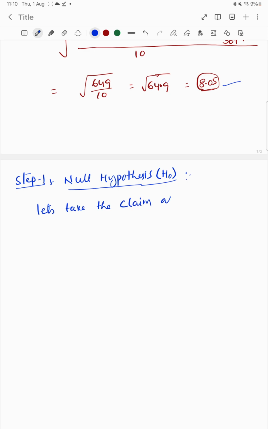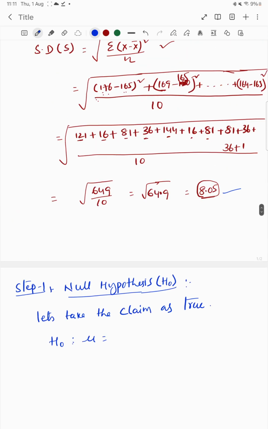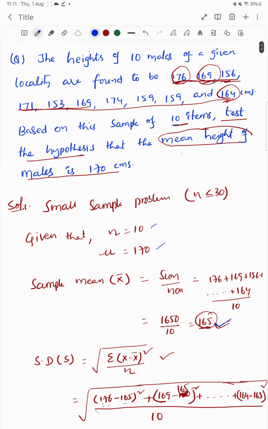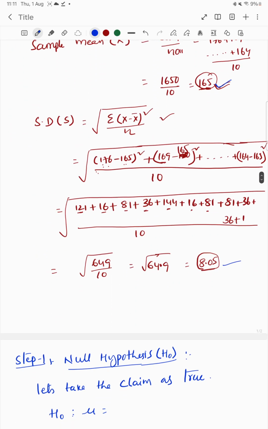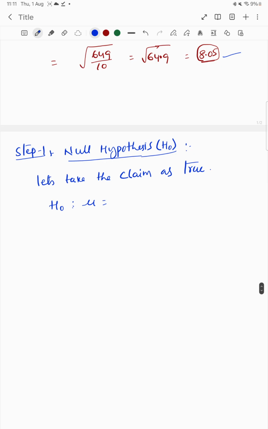So the claim as true, that is H naught: mu is equal to... what is the question asking us to test? It is asking us to test that the mean weight of the males is 170. That means we check whether mu is equal to 170 or not. So we are assuming that mu is equal to 170 as true. This will be called the null hypothesis.